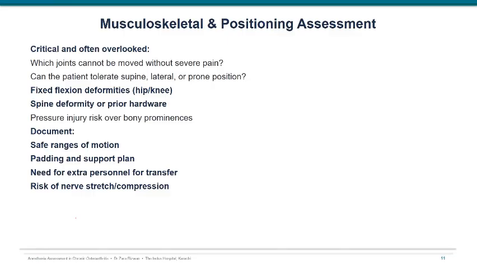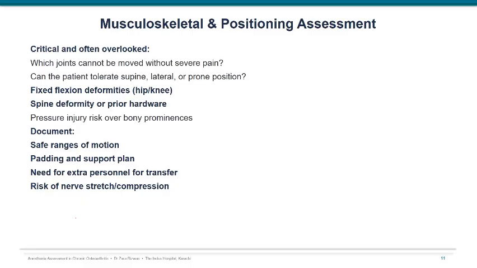We need to assess beforehand in the pre-op area which joints are already involved and have limited movements. Fixed flexion deformities of the hip and knee have to be evaluated. Spine deformities should be evaluated. And there is also the risk of pressure injury during the perioperative period because of compression over bony prominences like the elbow or wrist. So we need to assess that and document it, because it is going to help us in our post-operative assessment of the patient.